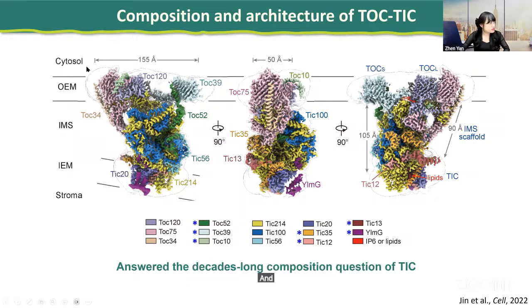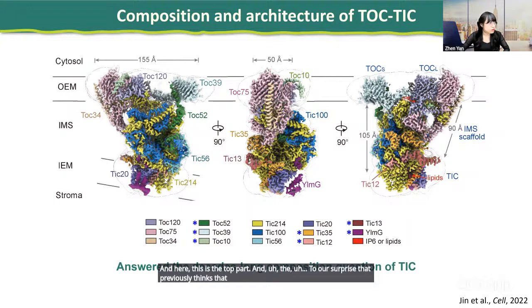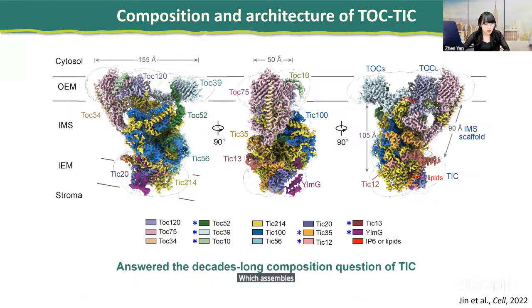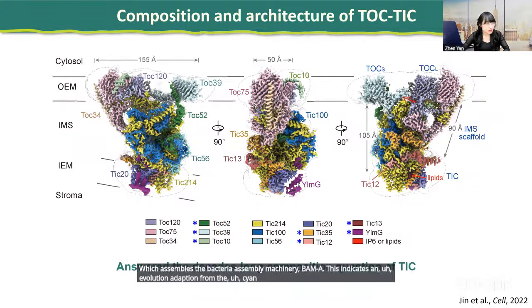And here, this is the TOC part, and to our surprise, it was previously thought that TOC75 forms the conducting pore for the substrate, but actually in this structure, TOC75 and TOC120 form a hybrid beta-barrel pore, which resembles the bacterial assembly machinery, BAM-A. This indicates an evolutionary adaptation from the cyanobacteria.